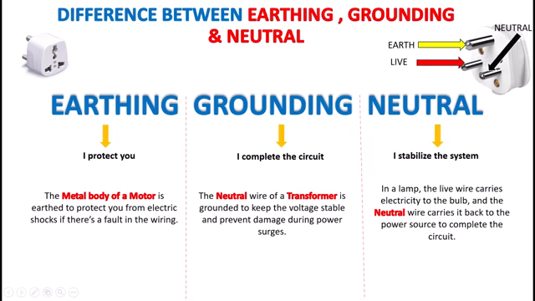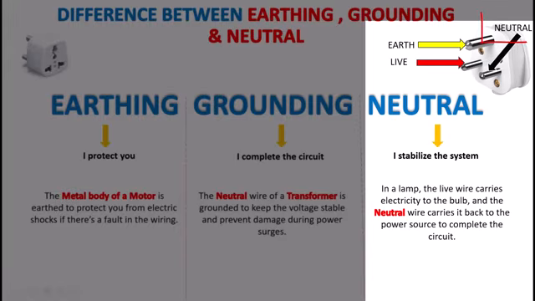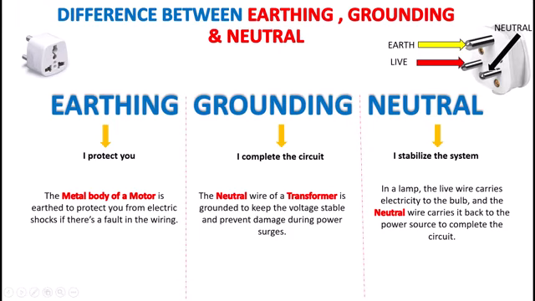Okay, the next is what is the neutral wire? In any electrical device, like a lamp, the neutral wire plays a key role in completing the circuit. The live wire carries electricity to the bulb, and the neutral wire carries it back to the power source. This flow of electricity wouldn't be possible without the neutral wire. It completes the loop and ensures the circuit functions properly.